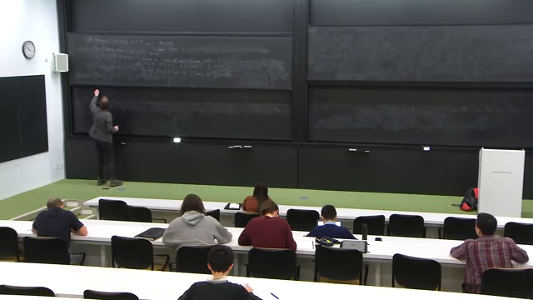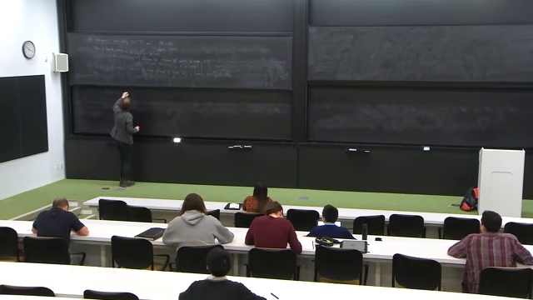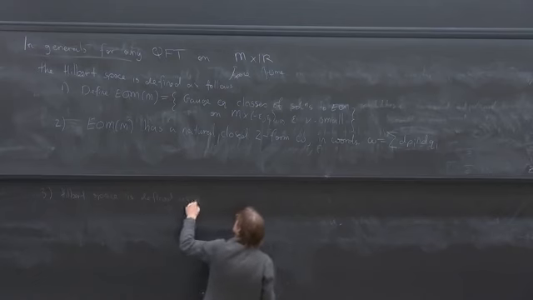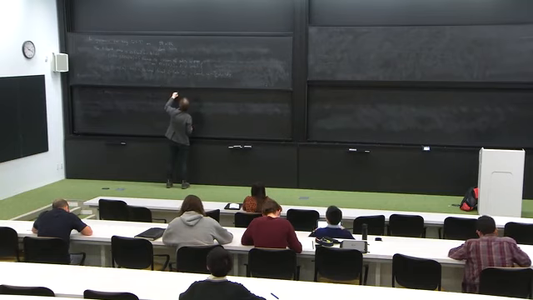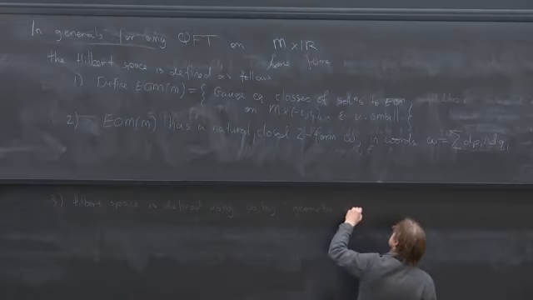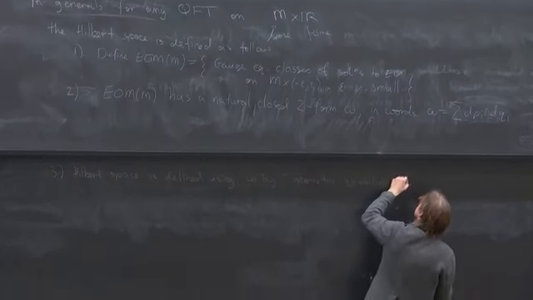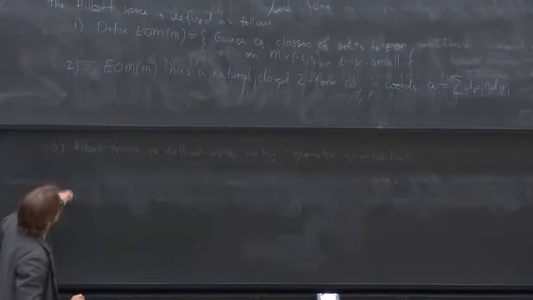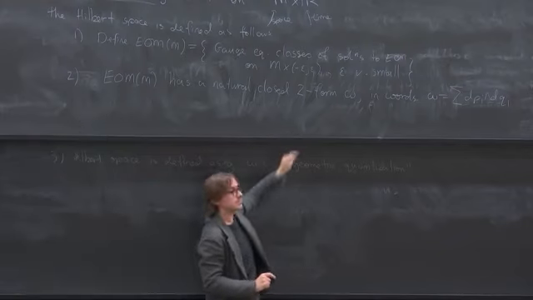And then the third step is that the Hilbert space is defined using omega by something called geometric quantization. So the thing I'd like to explain is, where does this two-form come from?